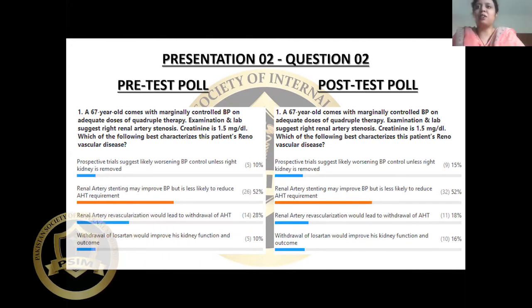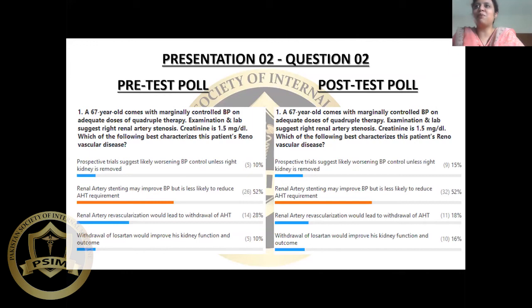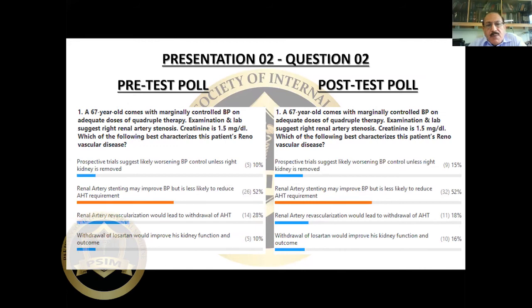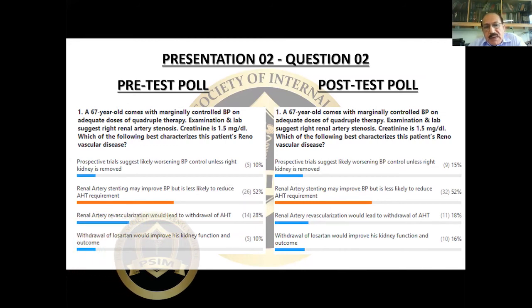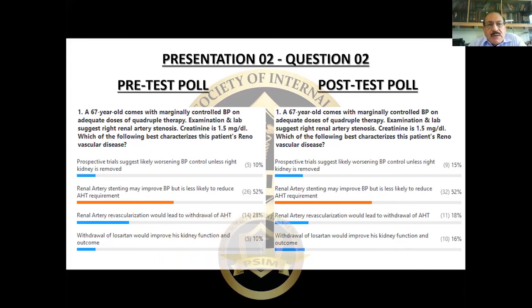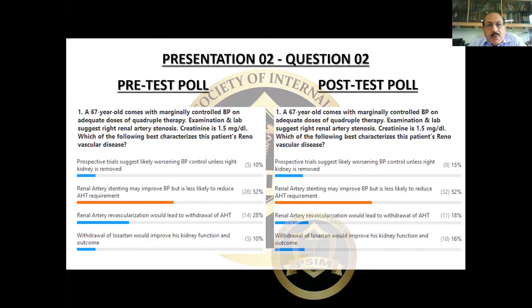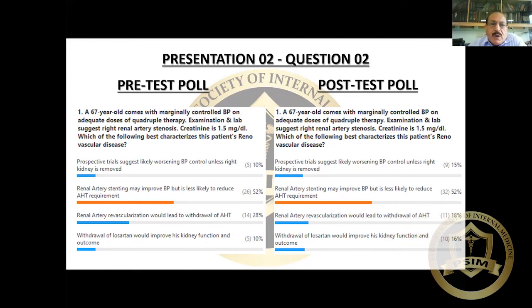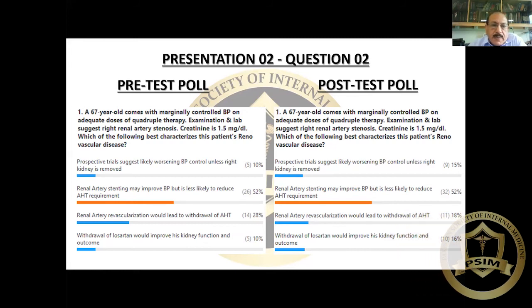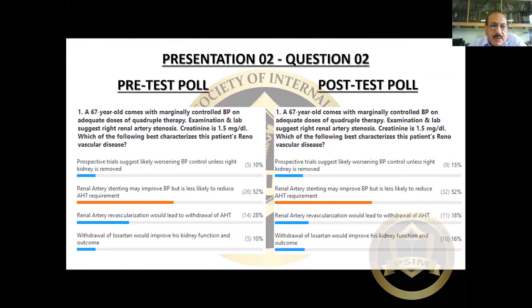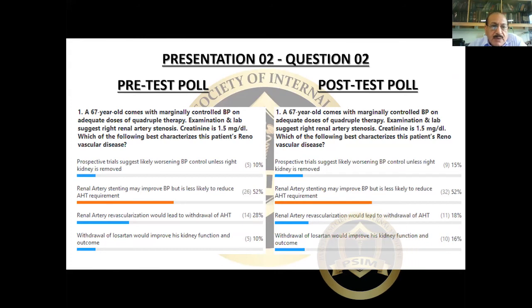It is the same percentage, 52% pre-test and 52% post-test. Yes, the correct answer is that renal artery stenting may improve blood pressure, but it is less likely to reduce antihypertensives, because the patient is already on quadruple therapy, the creatinine is 1.5, and blood pressure is marginally controlled with quadruple therapy. So you cannot perhaps reduce it, but you can maybe control it a little better.